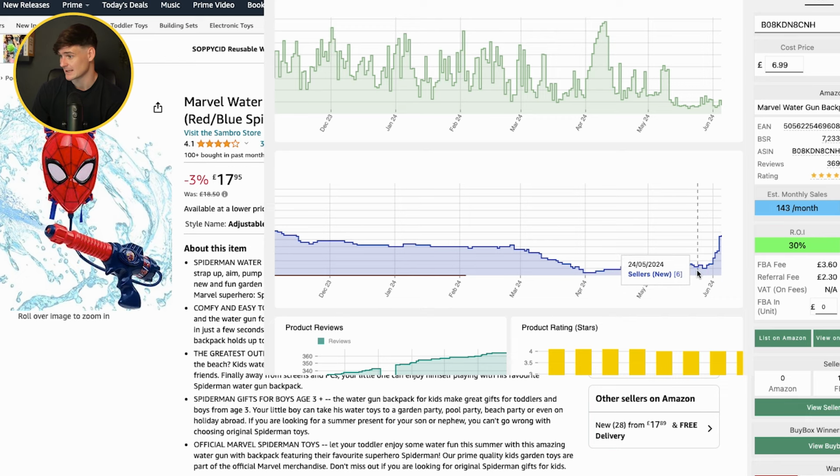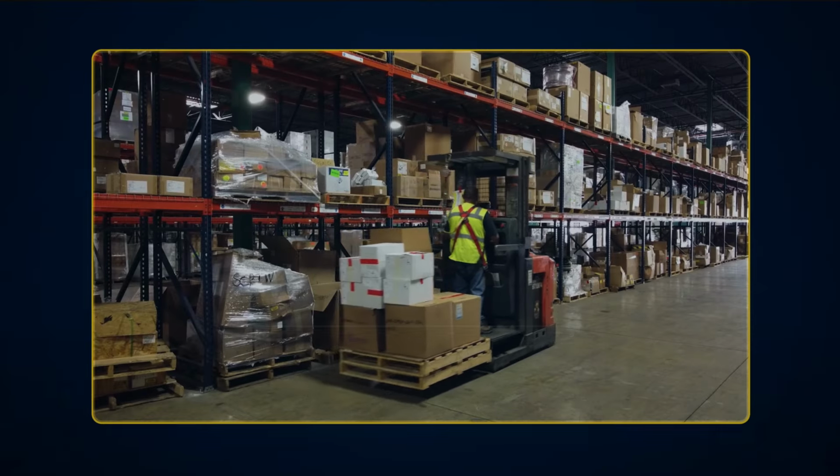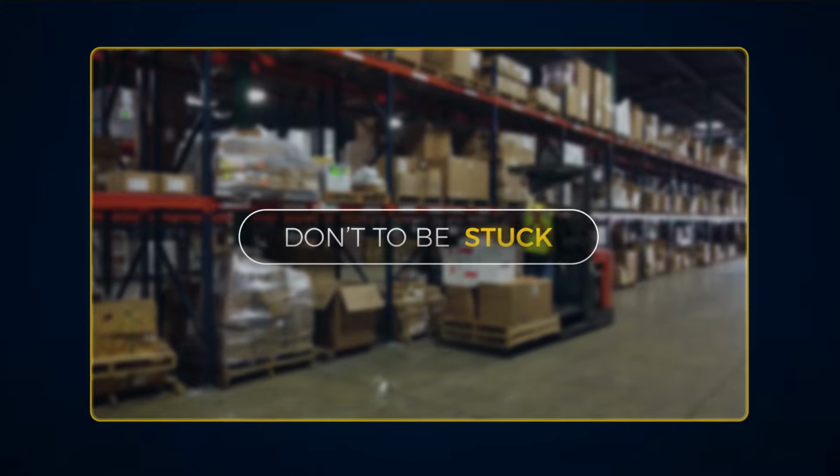But what we can see now is a spike. So we're up to 17 FBA sellers. And I do think this is going to carry on upwards. So ones like this, unless you've got a crazy profit margin where you can sell for a lot cheaper than the people you're competing against, you do need to be very careful because you don't want to be stuck with stock in Amazon's warehouse which isn't selling just because you can never get on the buy box.